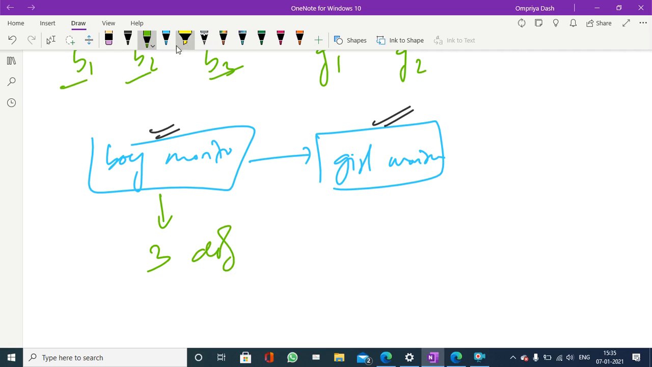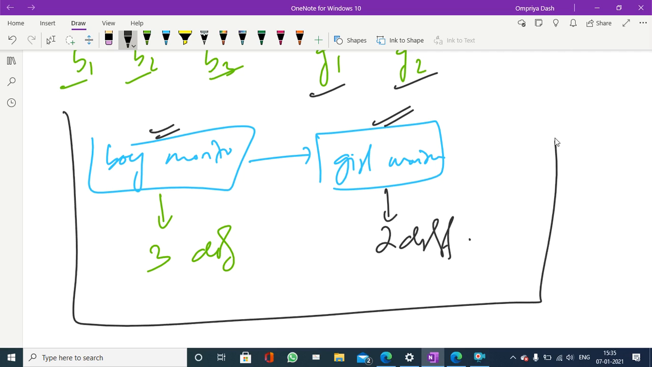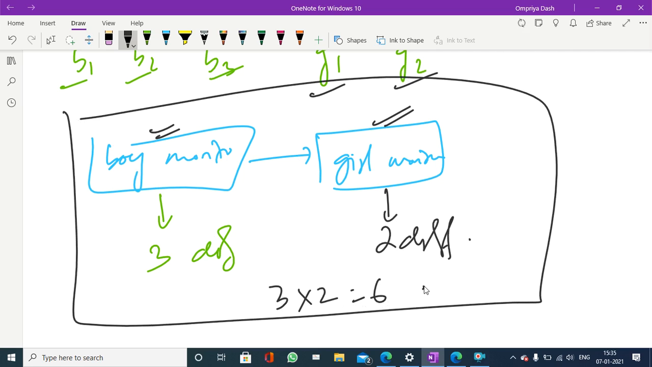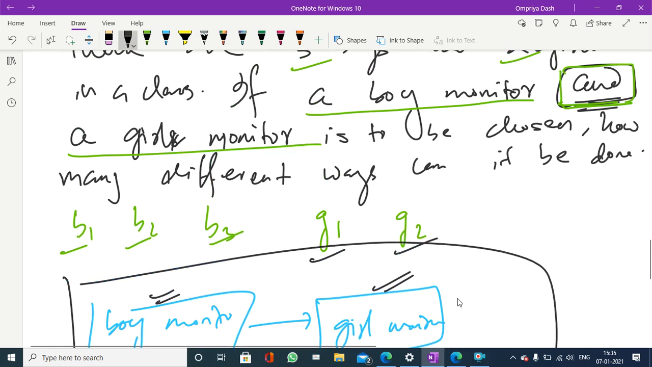Now once you have chosen a boy monitor, you want to choose a girl monitor. There are 2 girls, so you can choose a girl monitor in 2 different ways. Then the entire task, which is to choose a boy monitor and a girl monitor, can happen in 3 into 2 is equal to 6 different ways. In 6 different ways you can choose a boy monitor and a girl monitor, where both events have to happen.